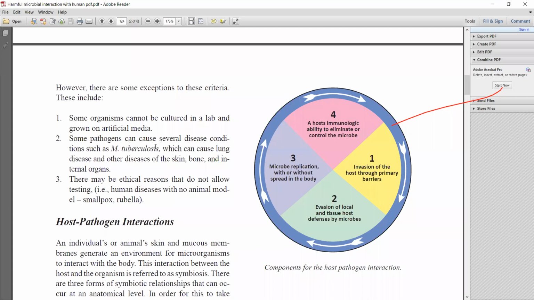Then some pathogens cause several diseases. The conditions they show are different kinds of conditions, so it becomes very confusing to identify again. Some pathogens cause several disease conditions, such as Mycobacterium tuberculosis, which can cause lung disease and other diseases of the skin, bone, and internal organs. Had it been only related to the lung, that would not have been a major problem. But it causes diseases in the skin, bone, and internal organs also. So that immediately does not help us identify the bacteria.